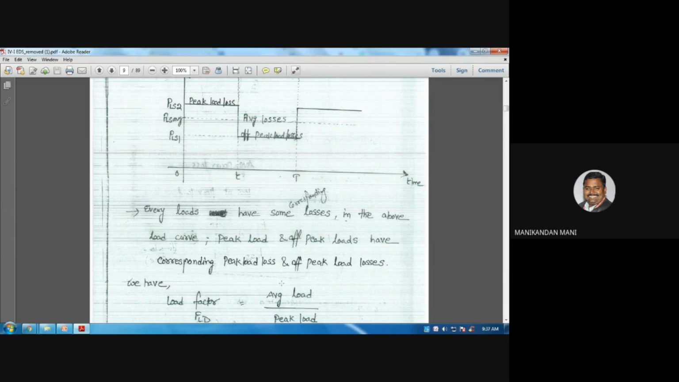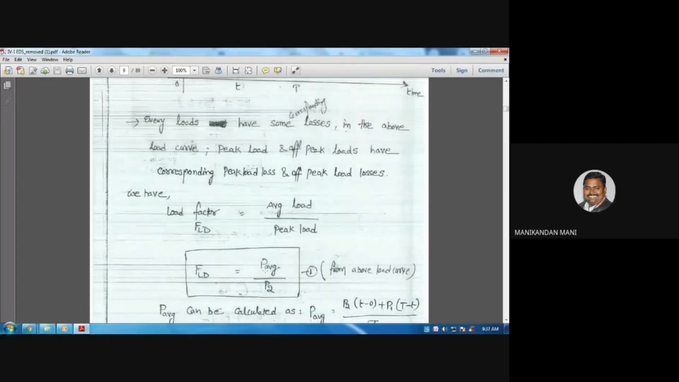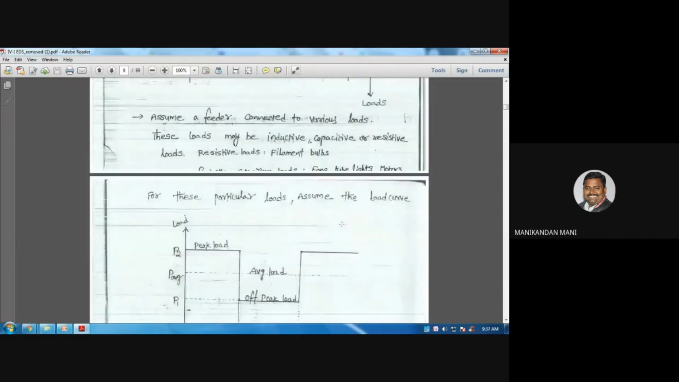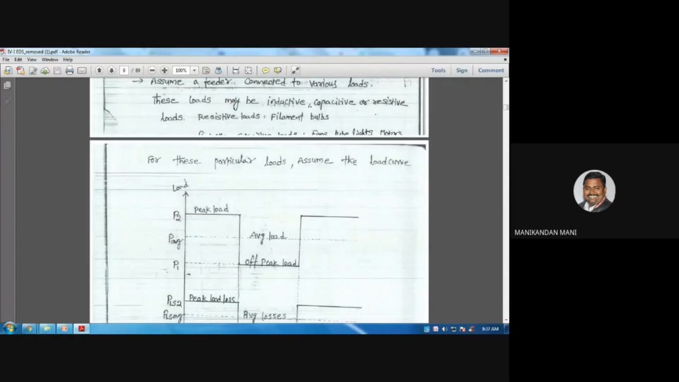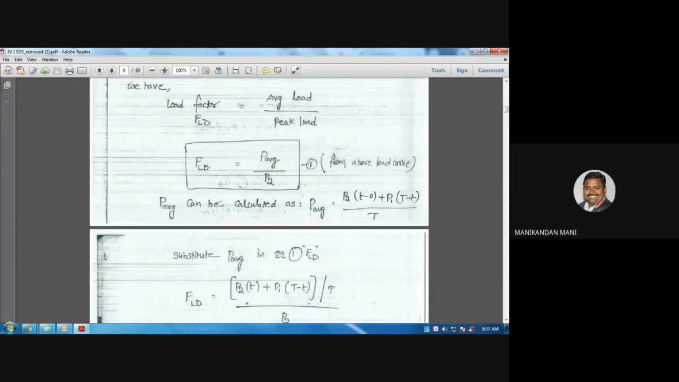So we need to go for the derivation. Load factor, we know the load factor. What is the load factor? Average load divided by peak load. Okay, it is a definition, we already discussed it. So average load, P average, divided by peak load. You see here, P average is the average load, and peak load is P2. So mark it here. So the load factor FLD is equal to P average divided by P2 from the load characteristics. Okay, right. Now we need to calculate the average load.